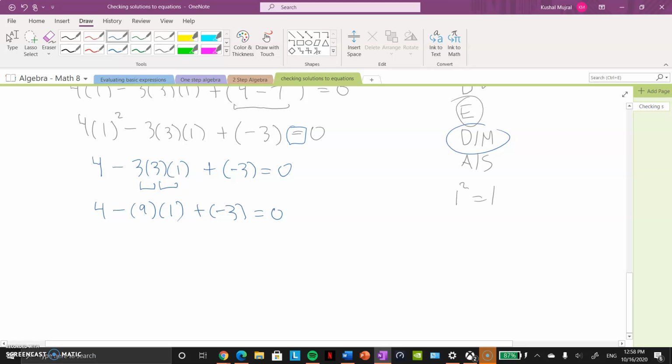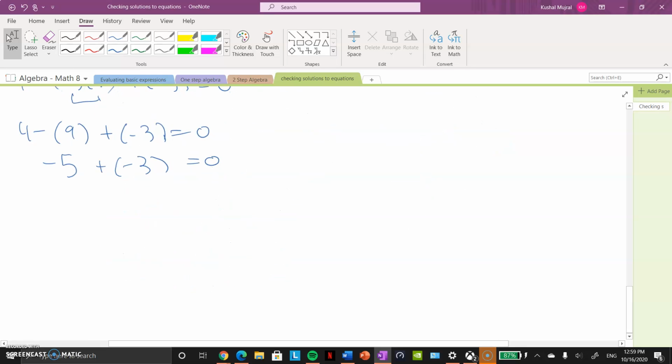Now I'm going to solve this multiplication over here. So 4 minus 9 plus minus 3 equals 0. So now we're going to solve the addition and subtractions from left to right. So 4 minus 9 is negative 5 plus minus 3 equals 0. And next step is this turns into negative 5 minus 3, because a plus and a minus become a minus.